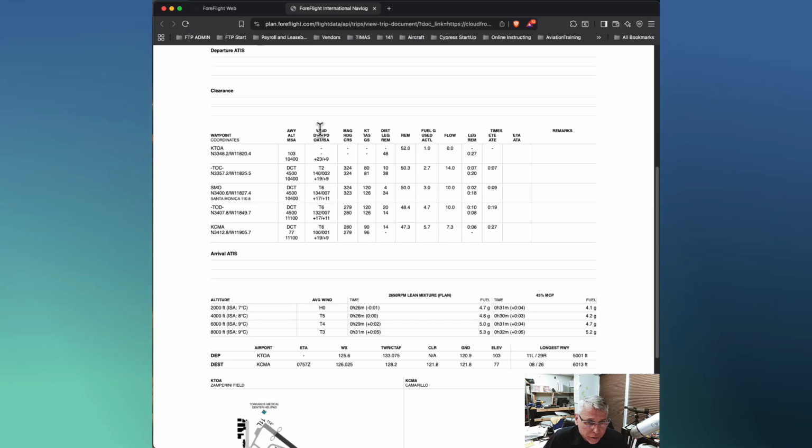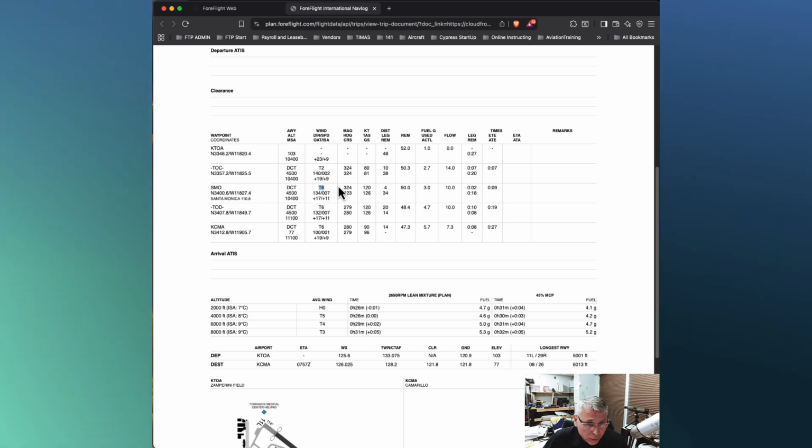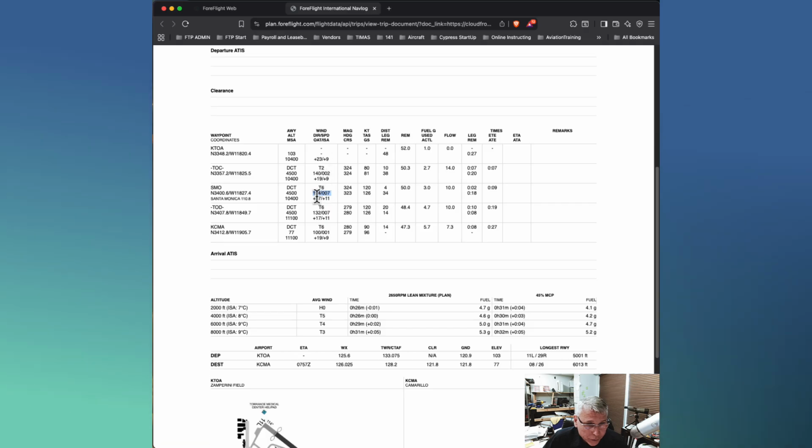The next line addresses winds. When we are looking at this leg, Santa Monica to top of descent, you'll notice this first element is, in this case, a T and then the number 6. This simply means that you have a tailwind at 6 knots. If it said H, we'd have a headwind at whatever number preceded or followed it. And then below this, we have the wind direction. They're calling winds at 134 at 07 or 007 knots.